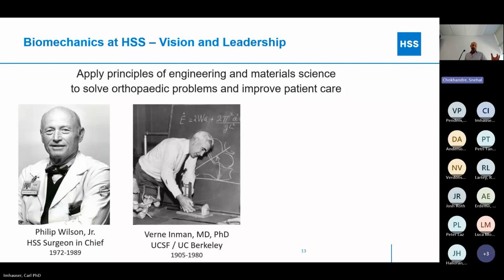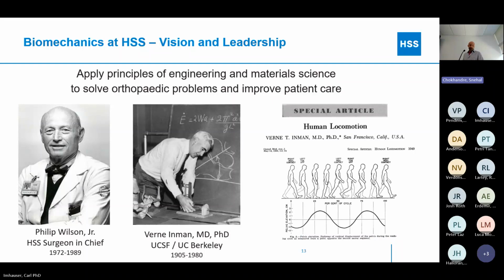After his surgical training, he went on a traveling fellowship in California, and he met an individual named Vern Inman. He started a lab after World War II, dealing a lot with the traumatic injuries that soldiers faced coming home from the war overseas. Vernon was an MD, PhD. Dr. Wilson saw the collaboration between engineers and doctors at this laboratory, and he said, we have to have this at HSS. His foresight and vision spawned the biomechanics department as you know it today.